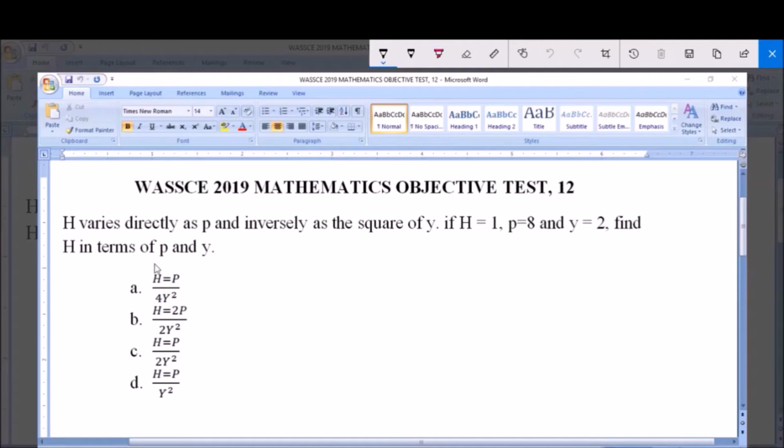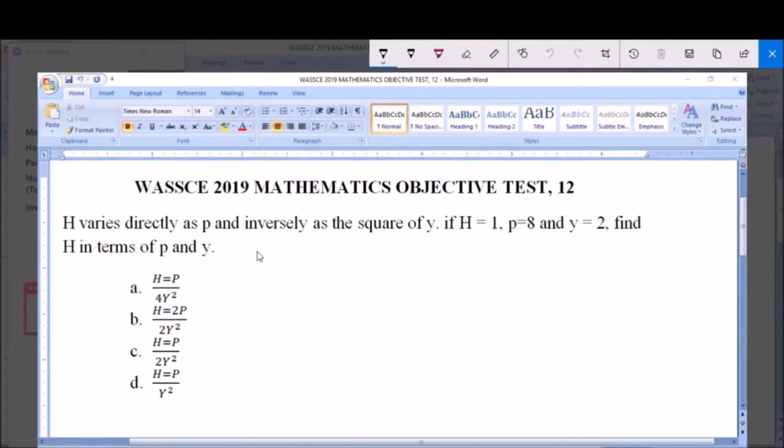Today we'll be dealing with WAEC 2019 Maths Objective Test, and we'll be solving question 12. Now H varies directly as P and inversely as the square of Y. If H is equal to 1, P equals 8 and Y equals 2, find H in terms of P and Y. We are asked to find H in terms of P and Y in this particular question.